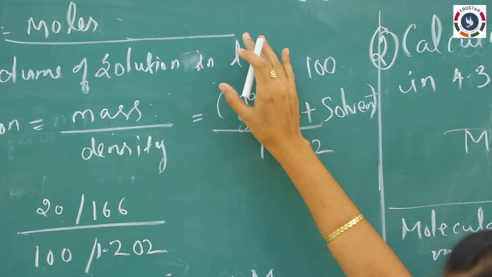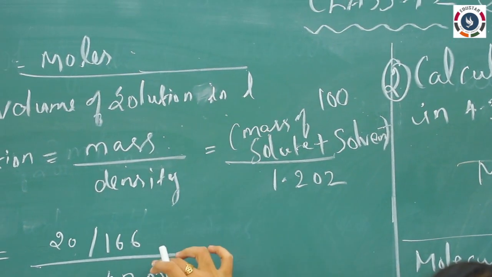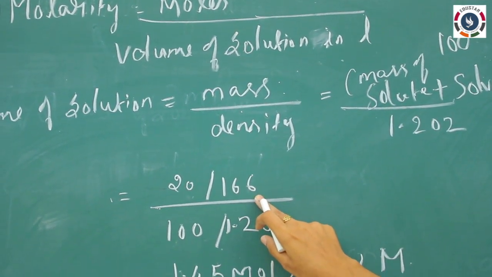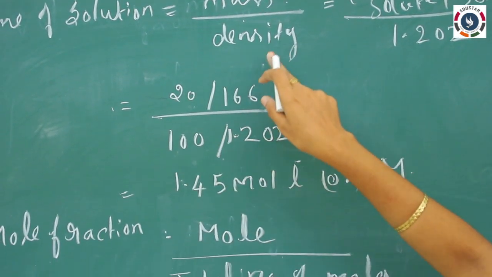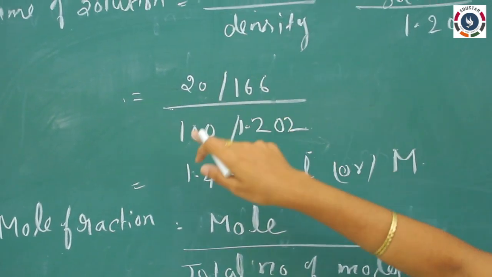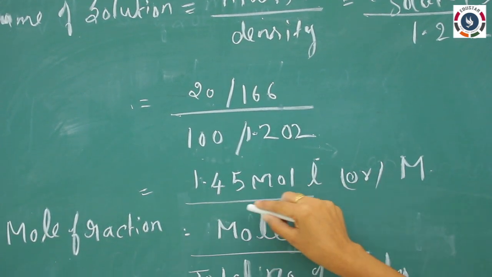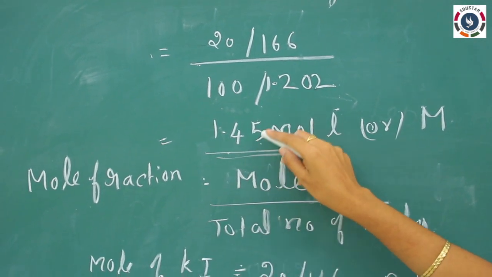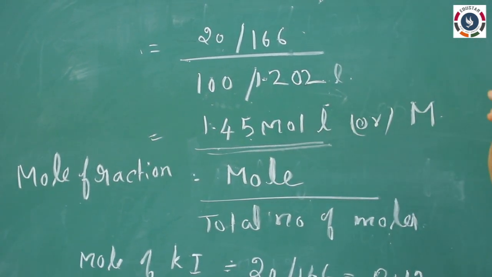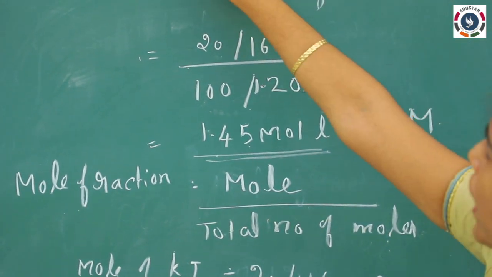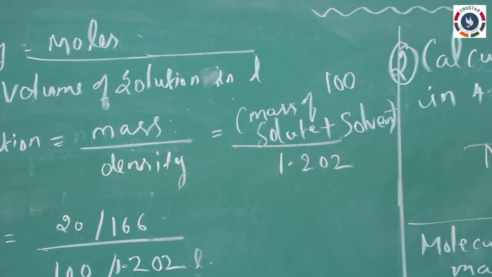So I am applying this volume in the formula of molarity. Moles is equal to 20 by 166. Volume we have written as 100 by 1.202 density. We are getting the answer 1.45 mole per liter. Okay. Or we can write capital M. So for molarity the unit is capital M.